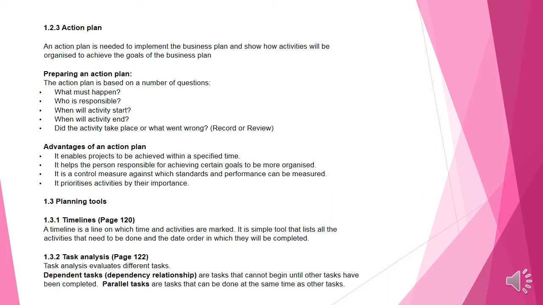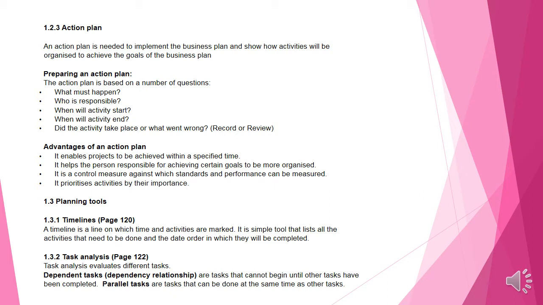Then we have advantages of an action plan. It enables projects to be achieved within a specified time. Here, you have to set up a time frame. Some of the projects must be achieved within a set time. Then it helps the person responsible for achieving certain goals to be more organized.